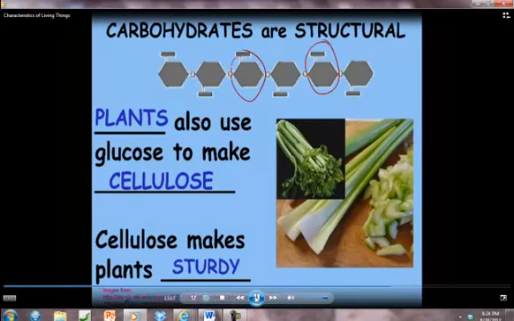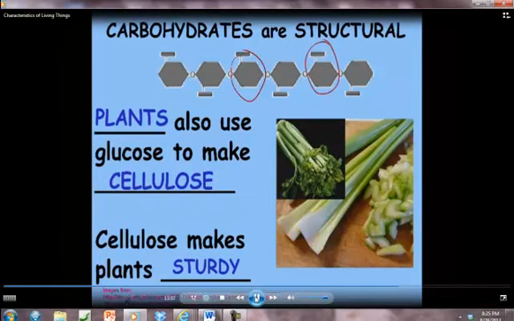Makes plants sturdy. If you remember watching a building go up before, one of the first things they put down before they add the bricks and the walls, they put up those big metal I-beams. They're support beams. Right? They anchor the building, they give it support, and that's what cellulose does for a plant.